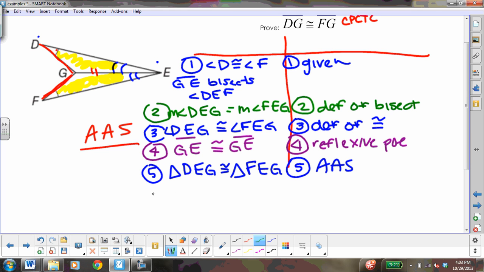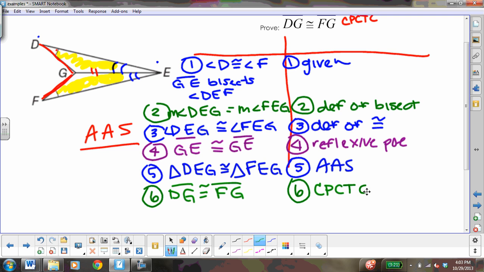And now, since these two triangles are congruent, all their corresponding parts have to be congruent. So DG has to be congruent to FG because corresponding parts of congruent triangles are congruent.